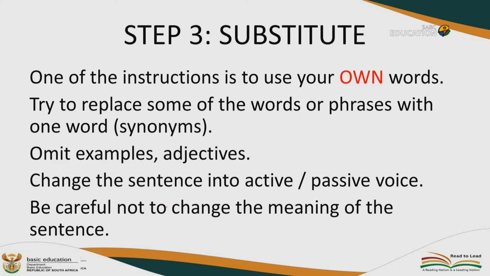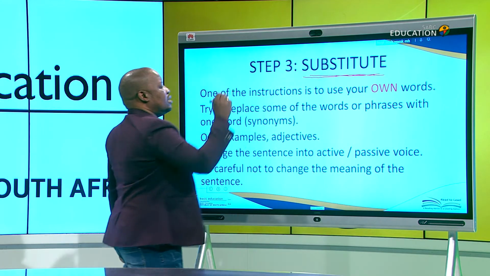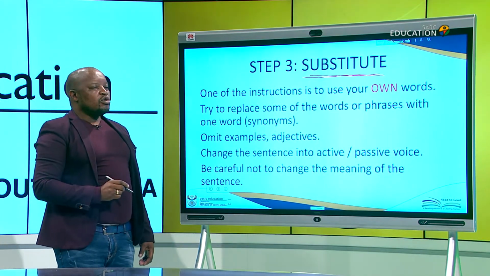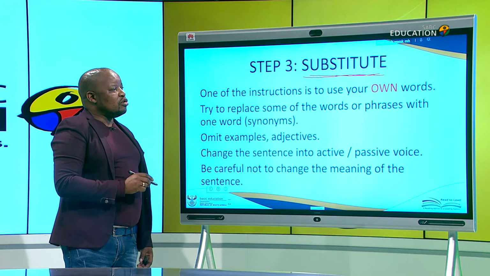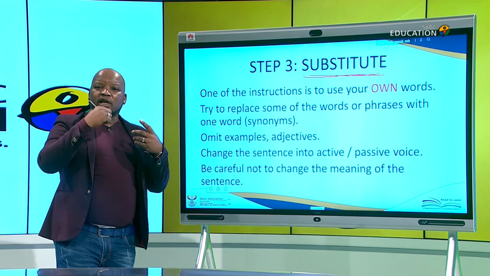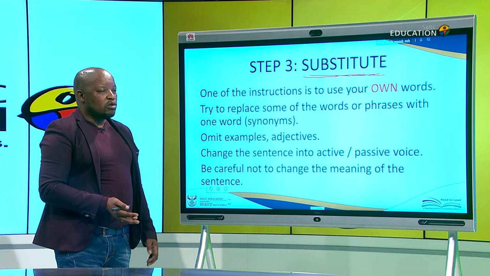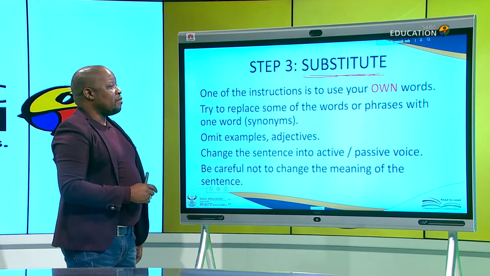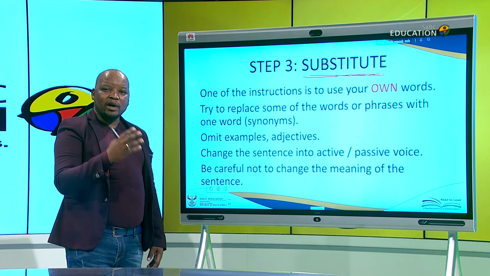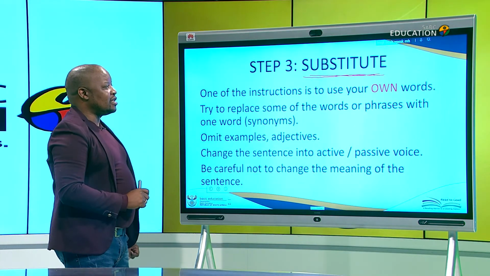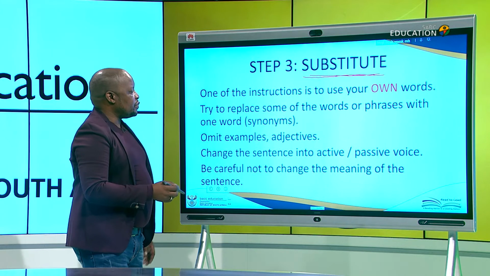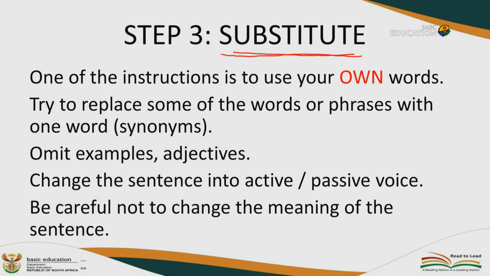Now, remember, when you write a summary, you need to write it in your own words. This is where own words come in. You're going to substitute. One of the instructions is to use your own words. Remember, I said to you, own words can mean you use one word, two words, or you can change the whole fact if you want to. But I advise you to just concentrate on that one word that you see. This one, you can simply get its synonym. Try to replace some of the words or phrases with one word, synonyms.